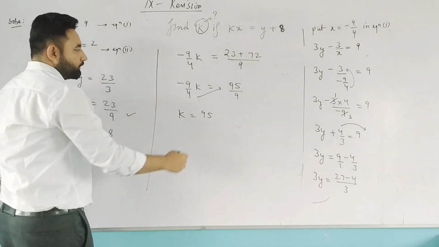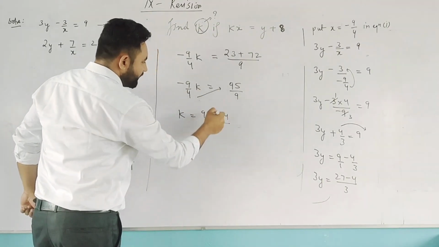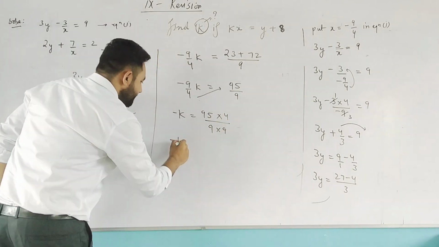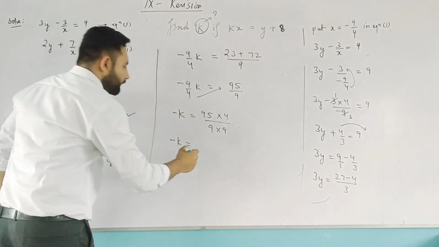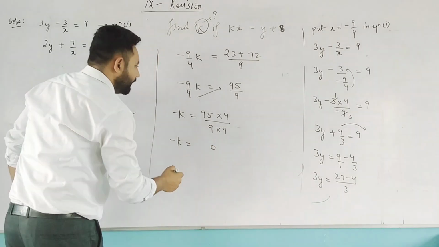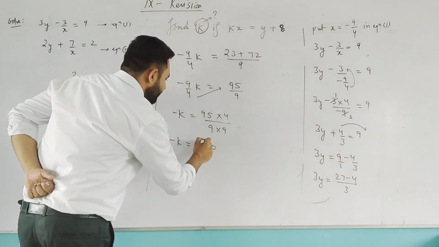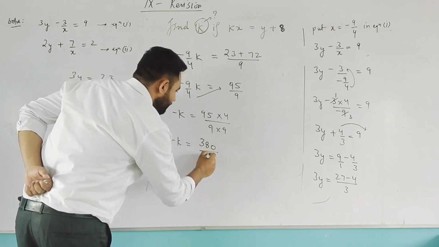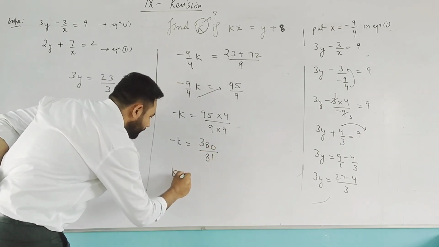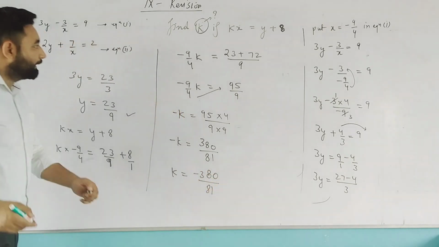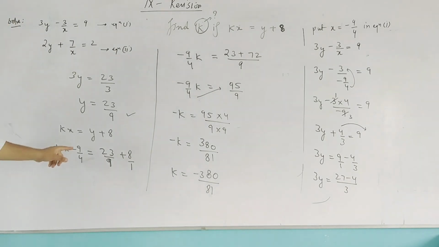Here we need to do the cross multiplication. We'll multiply 95 by 4 and 9 by 9. So minus k equals, the multiplication of 95 and 4 becomes 380, divided by 81. So the final value of k which we have got here is minus 380 divided by 81. We can also write it in mixed fraction as it is an improper fraction here.